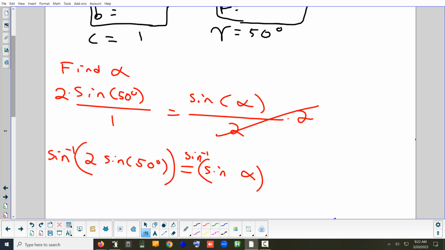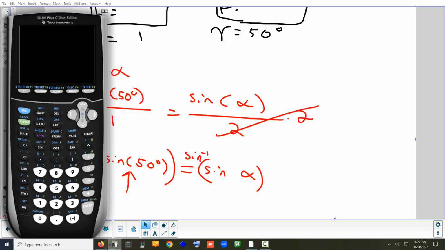If we knew what alpha was, you would add alpha and gamma and then subtract that from 180. Right, you would add alpha and gamma and subtract from 180. But because alpha has no solution, you can't add it to gamma and then subtract it from 180, which means you can't figure out beta.